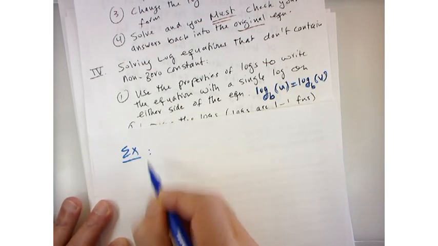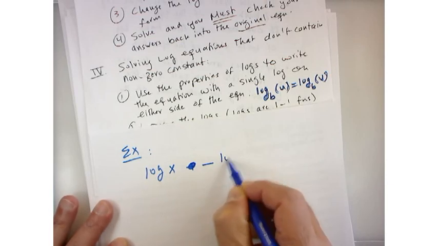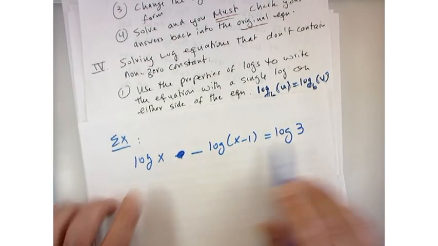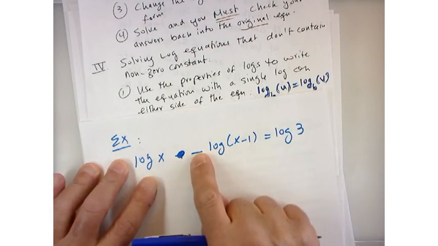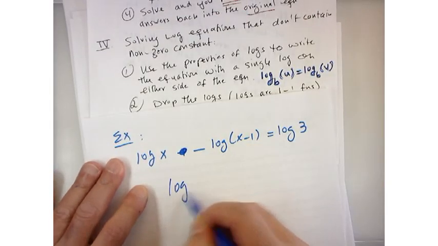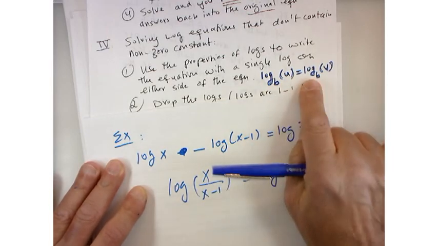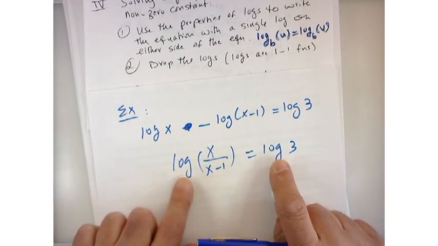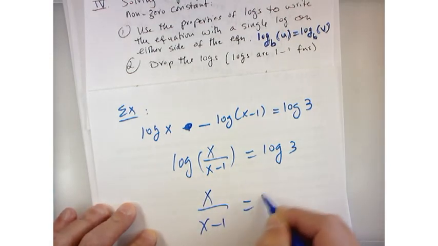For example, if I have log of x minus log of x minus 1 equals log of 3. So you can see every one of them has a log in front of it. To make this a single log, we use the quotient rule. So we write log x over x minus 1 equals log of 3, and we have log on either side. Drop the logs because logs are one-to-one functions. If log of a equals log of b, then a equals b, so x over x minus 1 equals 3.